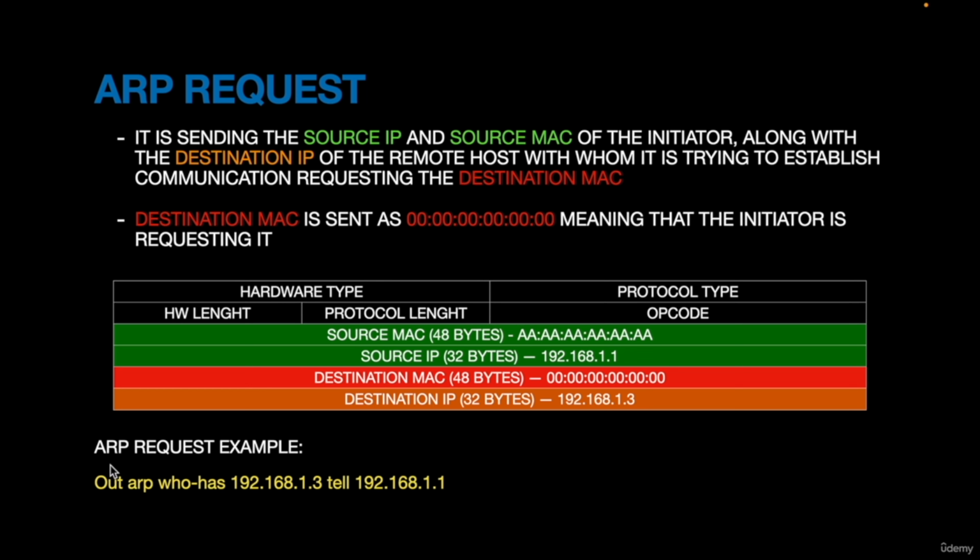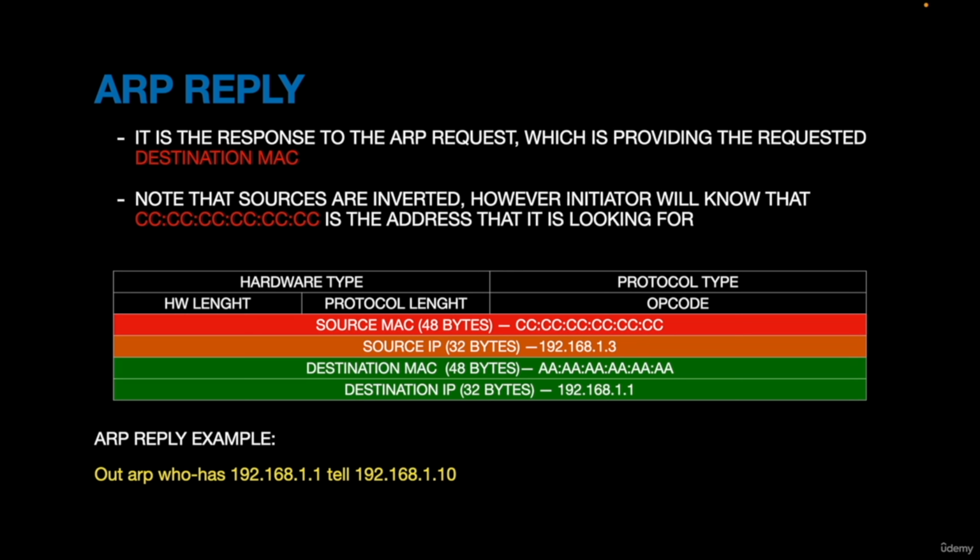And if we issue a packet capture on an interface, we can see what an ARP request looks like. So in this case, device 192.168.1.1 is asking for the MAC address of 192.168.1.3. After the device receives the ARP request, it will generate an ARP reply.